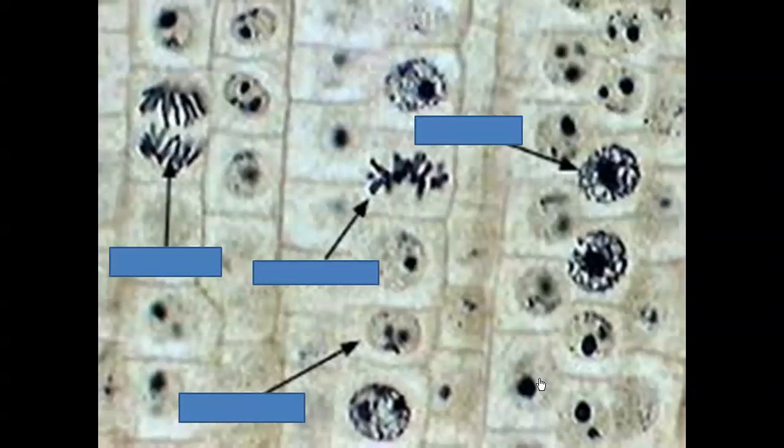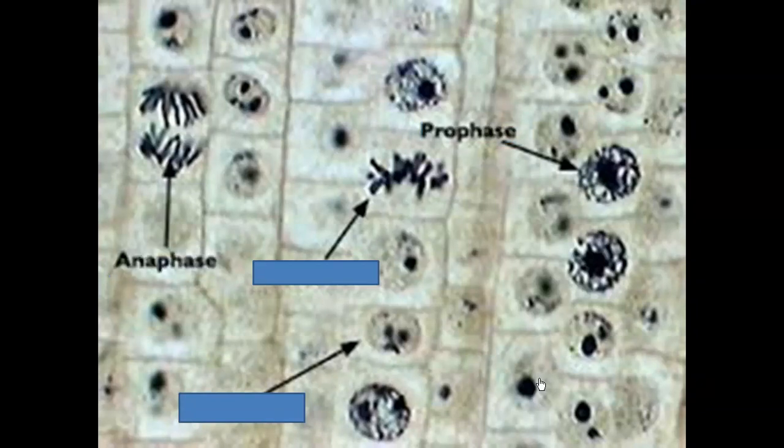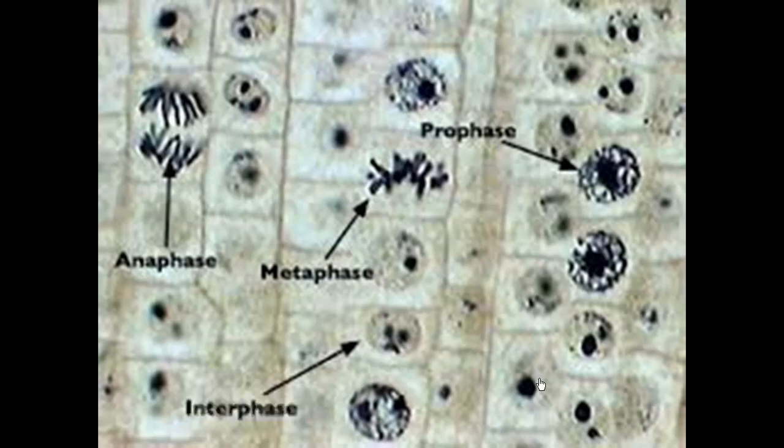In an exam, you might have to identify the stages of mitosis. So here we've got prophase, where the chromosomes condense. Anaphase, where replicated chromosomes have separated and have been pulled to opposite poles by the spindle fibers. This is metaphase, where replicated chromosomes line up on the equator of the cell. And here you've got interphase, before the DNA has replicated.